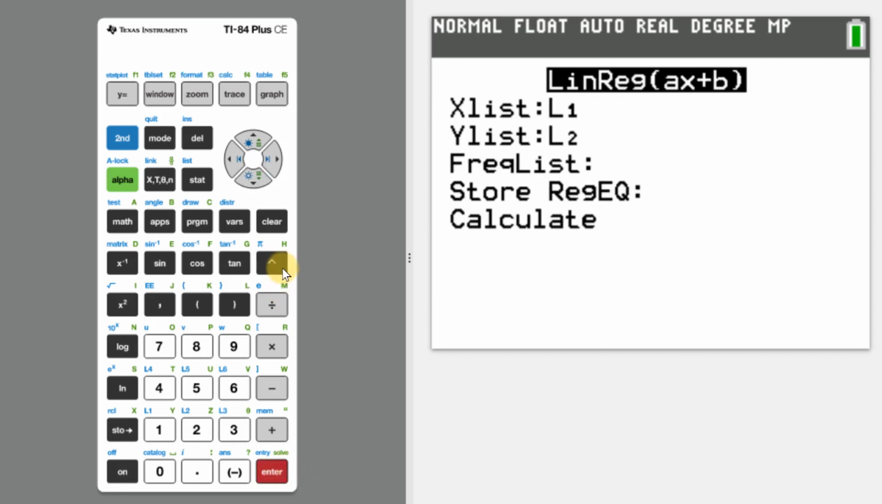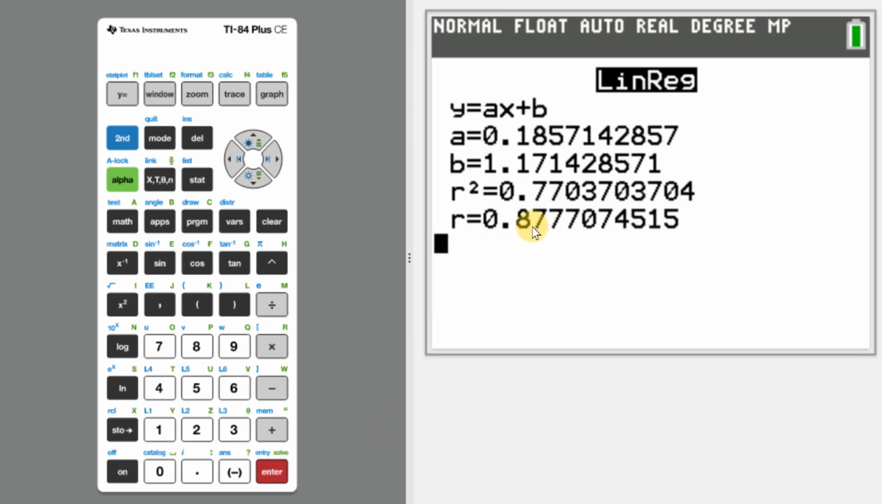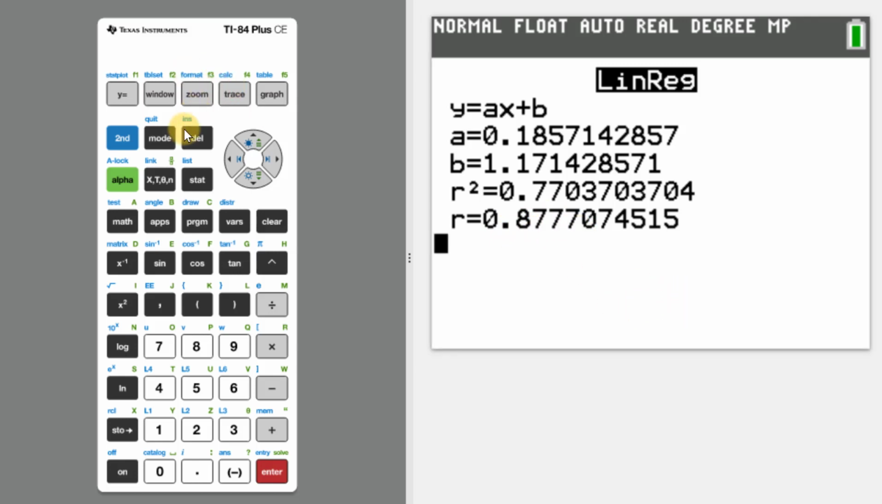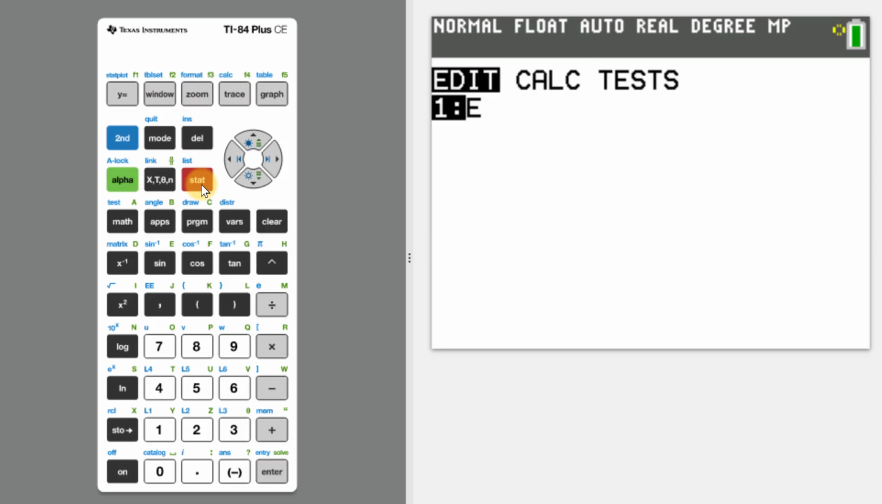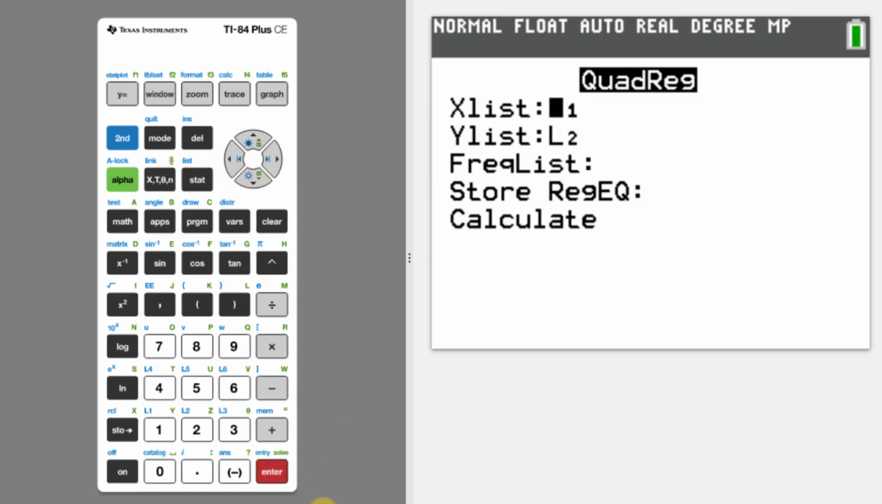Okay, we'll keep list 1 and list 2, and we'll just go ahead and hit calculate, okay? So we can see we have an R value of 0.8777, all right? So let's see if we can beat that at all. So we'll go ahead and hit stat, calc, and we'll go down. Let's do quadratic regression, okay? Enter all the way through, and we'll calculate that.